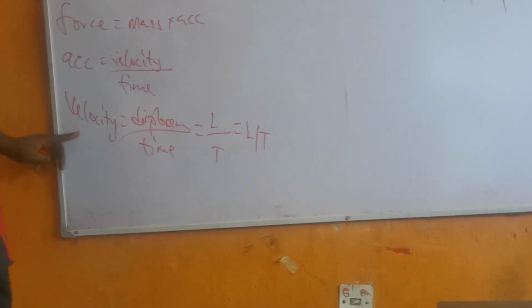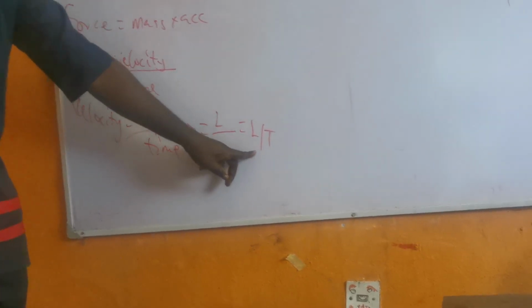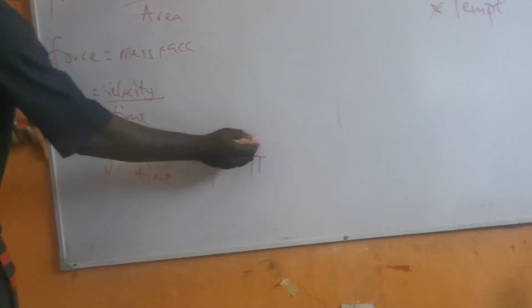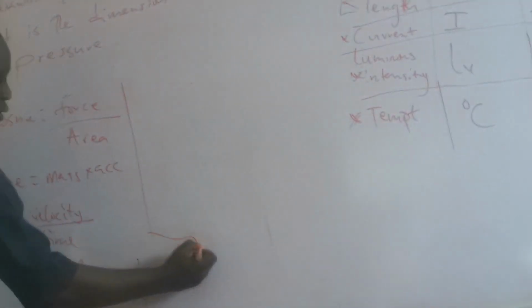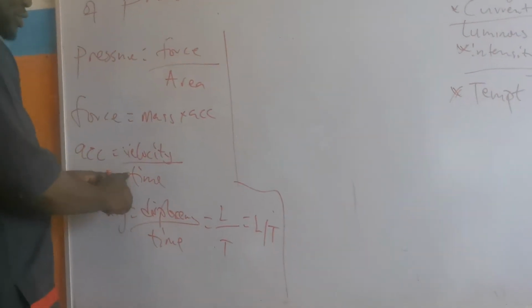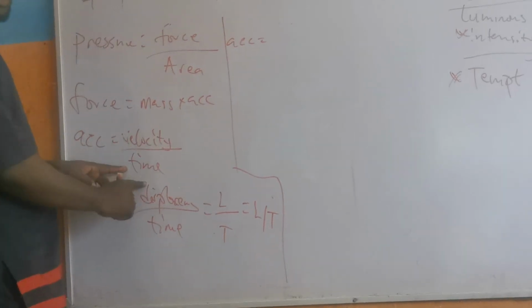So when they ask you in your exam, what is the dimension for velocity? Length per T. Am I communicating now? So now we'll come back to your acceleration. Mind you, acceleration is what? Velocity over time. Acceleration is velocity over time.